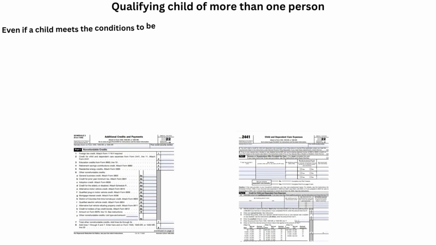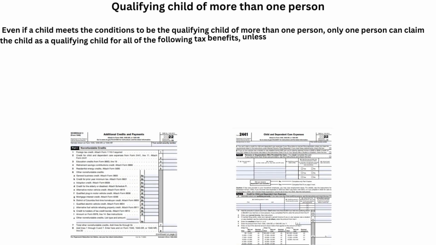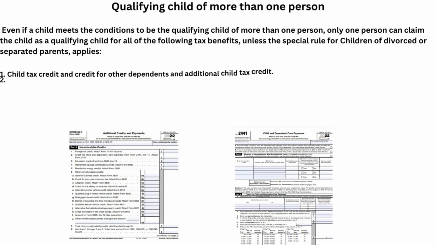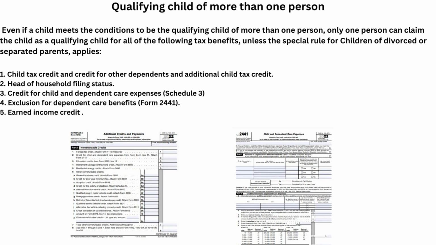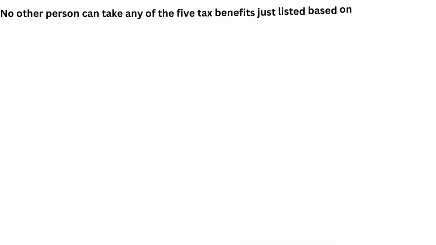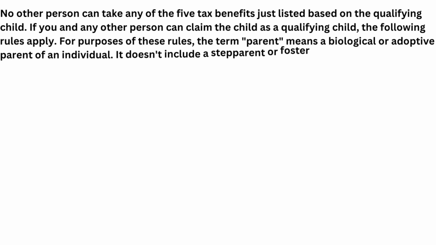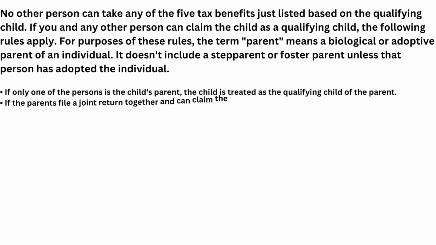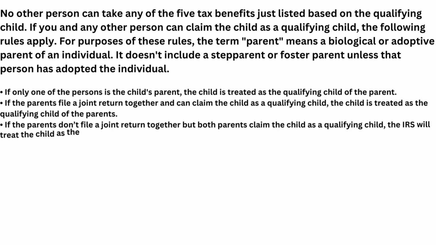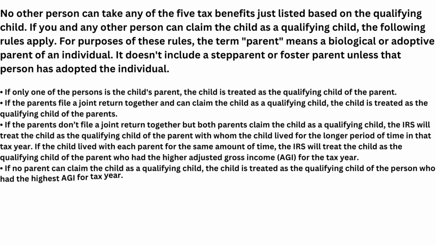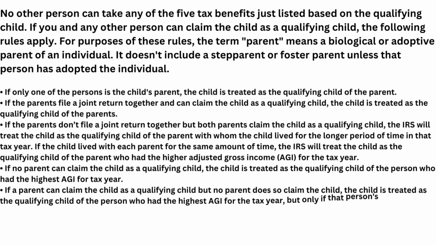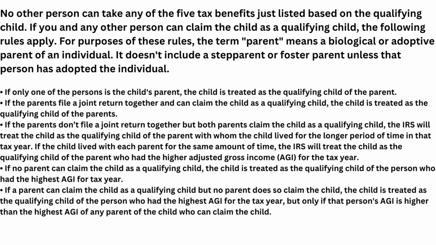Even if a child meets the conditions to be the qualifying child of more than one person, only one person can claim the child for the following tax benefits: earned income credit, child tax credit, and dependent care credit. If you and any other person can claim the child as a qualifying child, the following rules apply. For purposes of these rules, the term parent means a biological or adoptive parent of an individual. It doesn't include a step-parent or foster parent unless adopted.